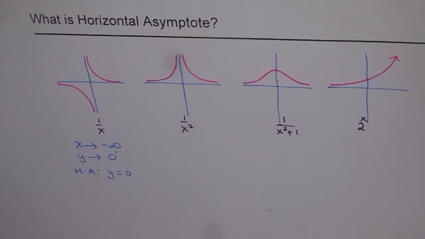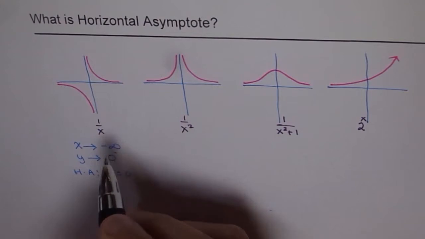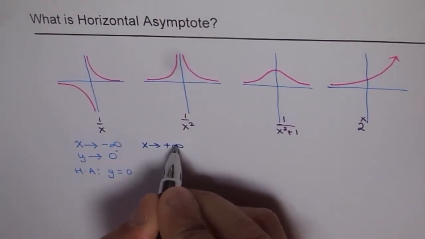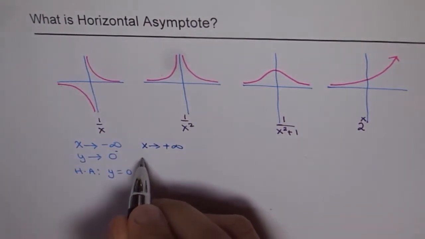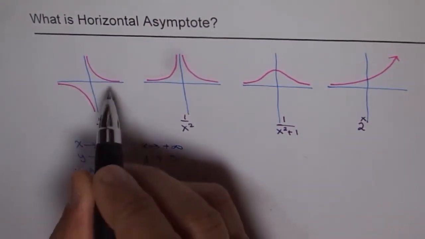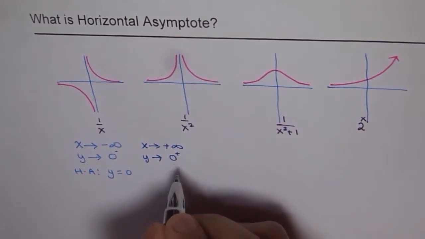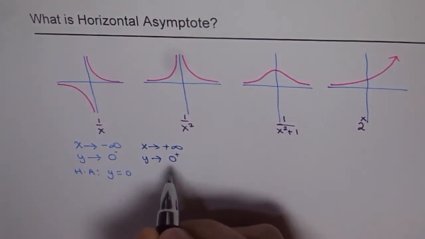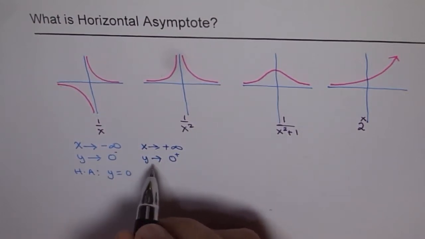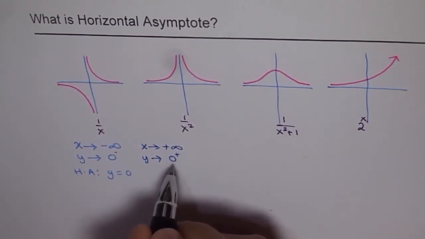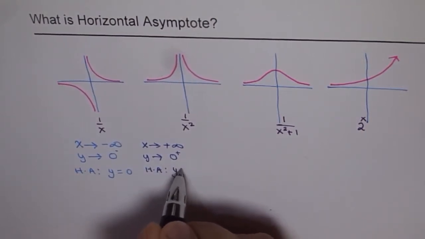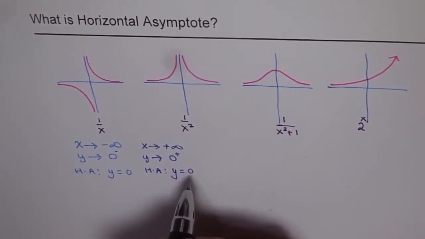Now, if you see this function, what happens when x approaches positive infinity? In this case, we again see that y approaches 0. But this time, it is slightly positive. It is still positive, very, very small, close to 0, but positive. Still, it is approaching a value. 0 is a value, and we say the horizontal asymptote is y equals 0, the value which a function is approaching but never reaches.